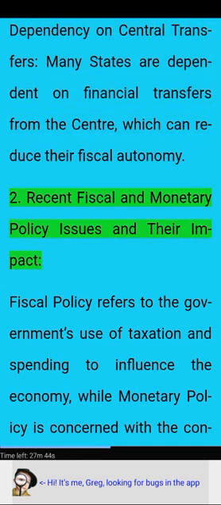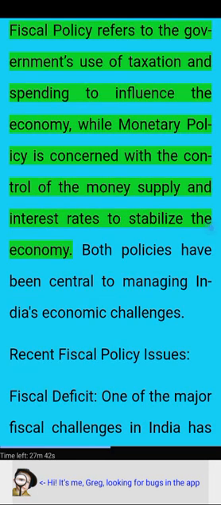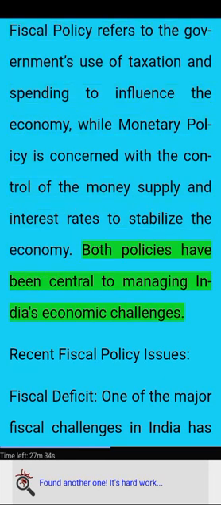2. Recent fiscal and monetary policy issues and their impact. Fiscal policy refers to the government's use of taxation and spending to influence the economy, while monetary policy is concerned with the control of the money supply and interest rates to stabilize the economy. Both policies have been central to managing India's economic challenges.